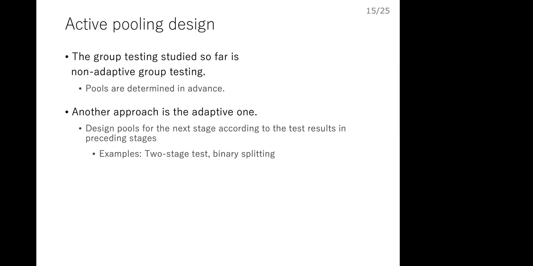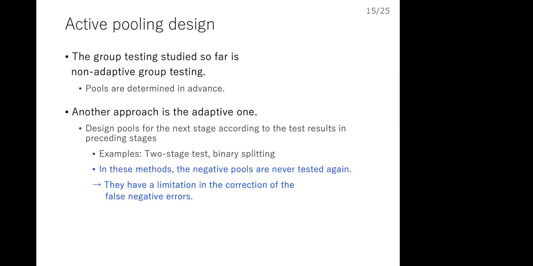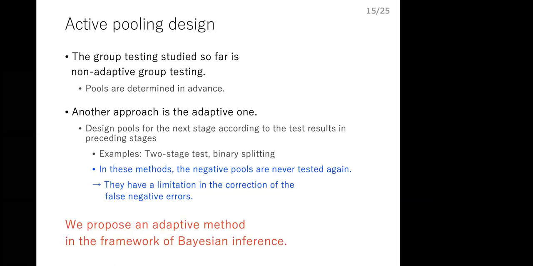The original study by Dorfman can be regarded as adaptive group testing, and binary splitting is also an adaptive approach. In these approaches, the negative pools are never tested again. This strategy is efficient for noiseless cases, but for noisy cases, this elimination of negative pools causes an increase in the false negatives. These approaches have a limitation in the correction of the false negative errors. Here, we propose an adaptive method in the framework of Bayesian inference.